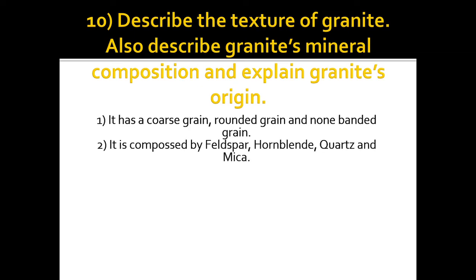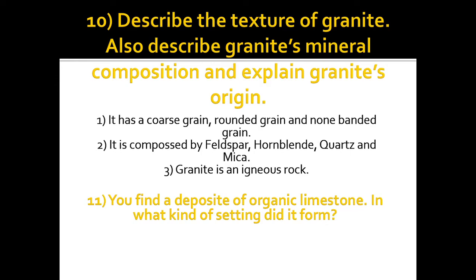Right, and let's go with the second one, which is describe the composition of the rock. So basically, it is composed by feldspar, hornblende, quartz, and mica. And the last one, you have to explain granite's origin. So granite is an igneous rock. All right, let's continue with the next one, number 11.